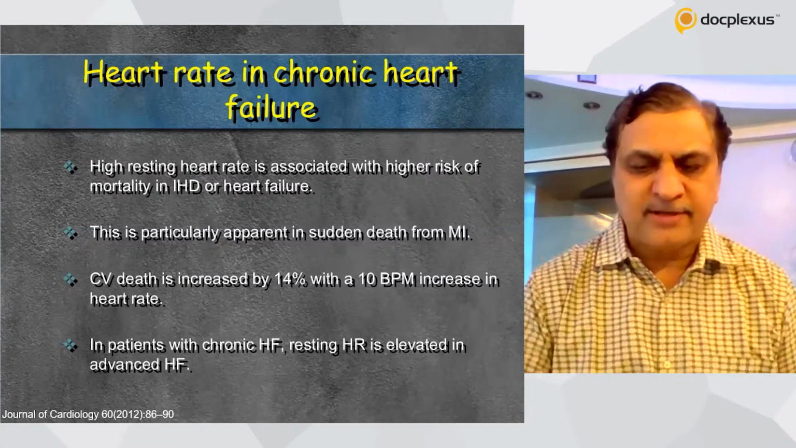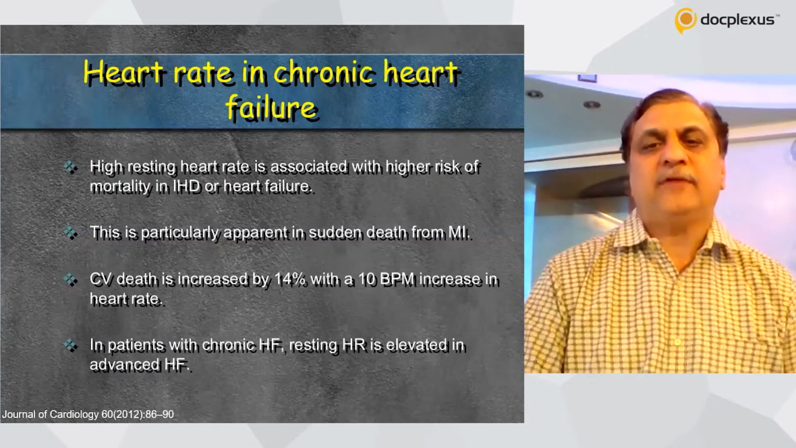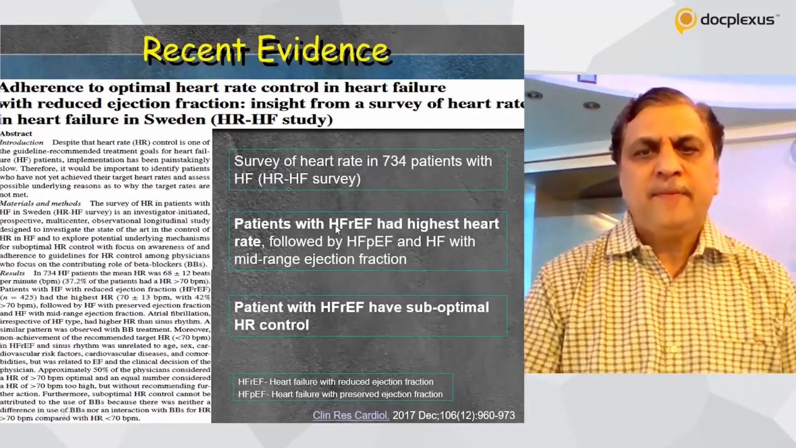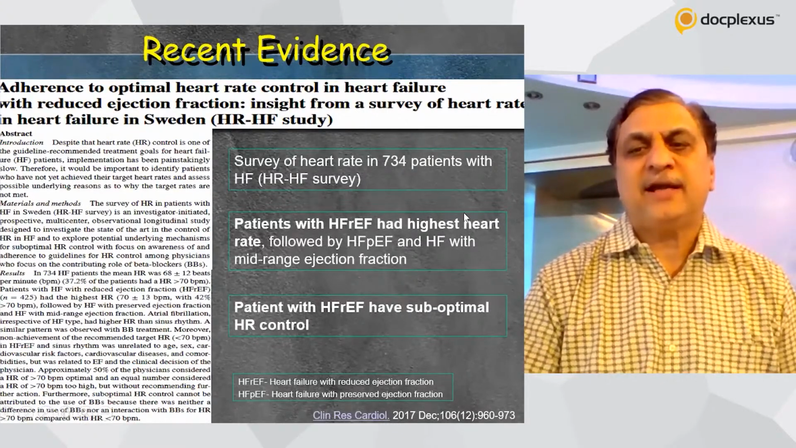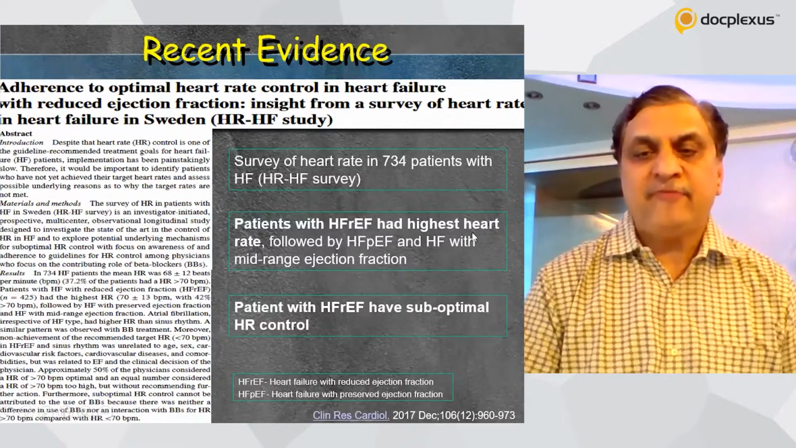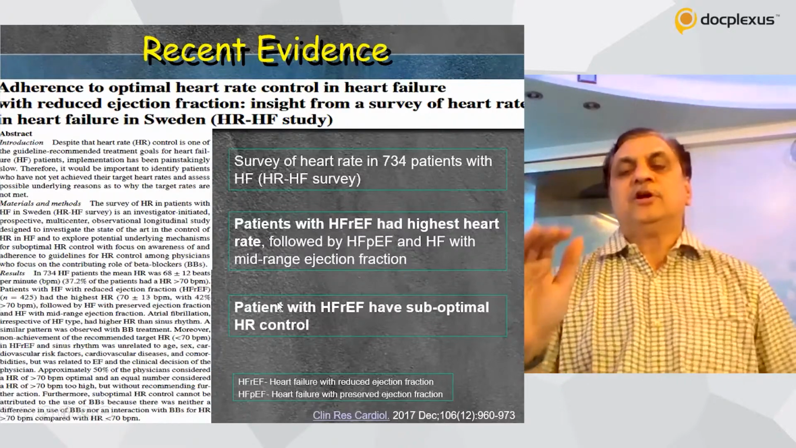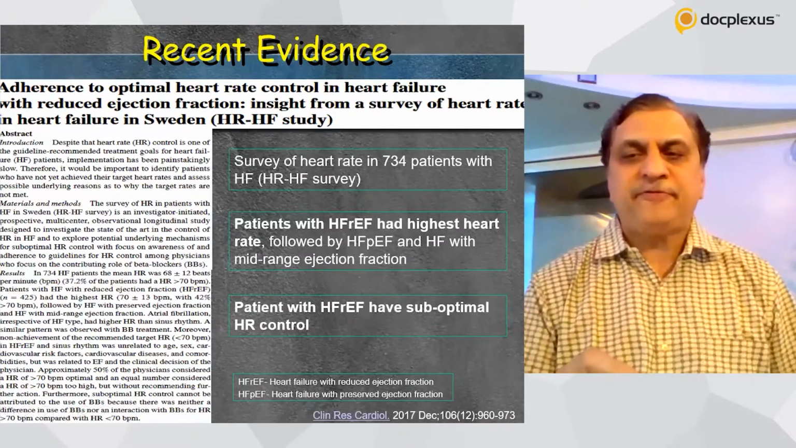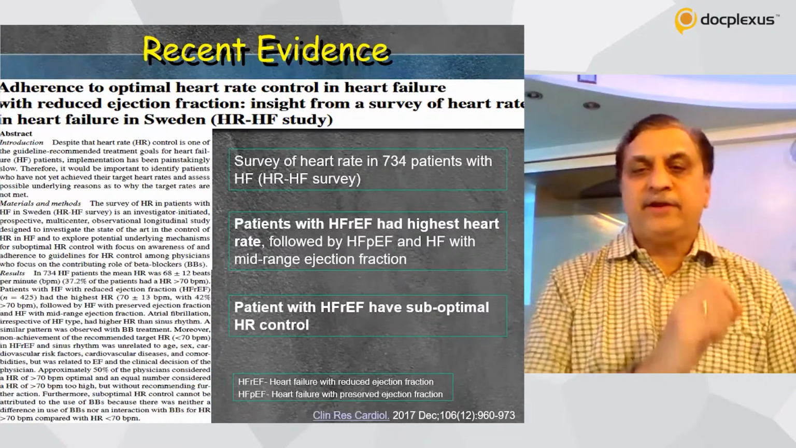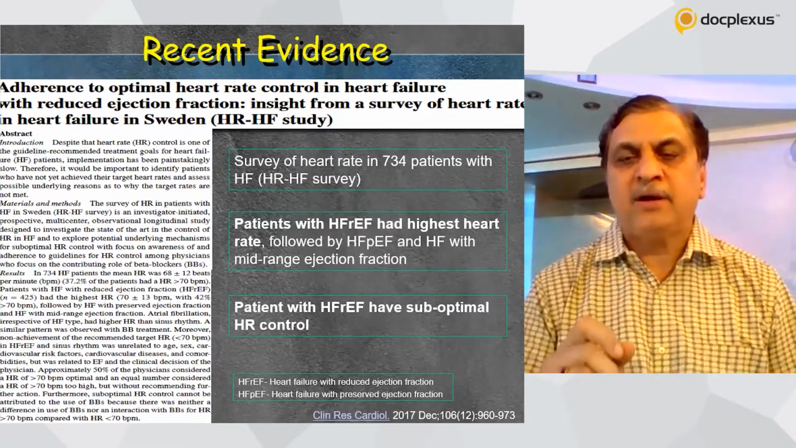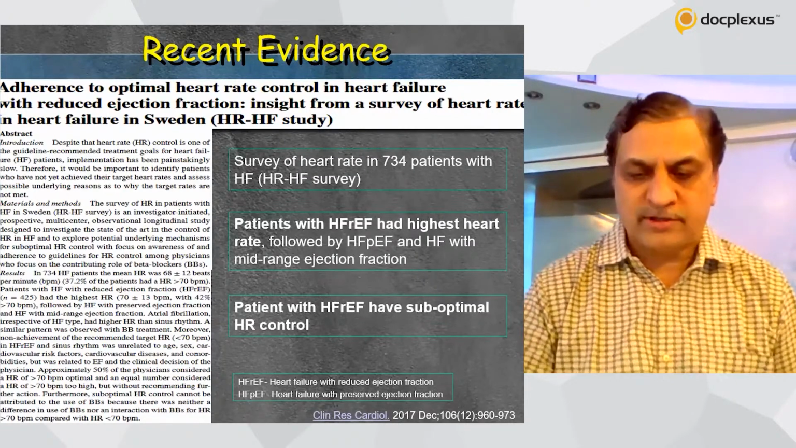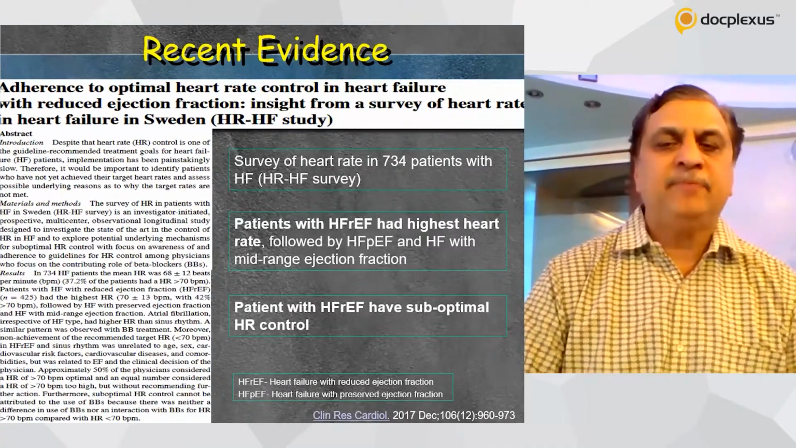Now, I'll show you a few evidences of rate and rhythm in heart failure. Simple. The first is, recent evidence showed that patients with reduced ejection fraction had the highest heart rate, followed by heart failure with preserved EF, and then followed by mid-range ejection fractions. So people with the lowest EF did the worst, followed by preserved EF, and followed by the mid-range. So you must be careful that, remember, with reduced EF, you cannot have a suboptimal heart rate control. It's important.